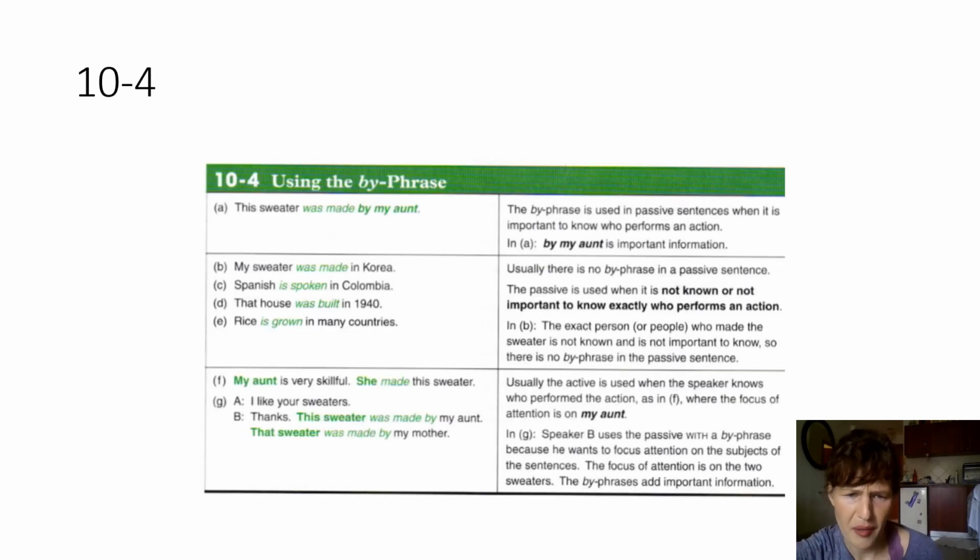So we have more examples of these. The sweater was made by my aunt. My aunt is important information. The sweater was made in Korea. Spanish is spoken in Colombia. That house was built in 1940. Rice is grown in many countries. All of these are examples where we don't really need to know, or we don't care, or maybe it's obvious that it was someone who did these actions. We don't need to include the actor with the by phrase.